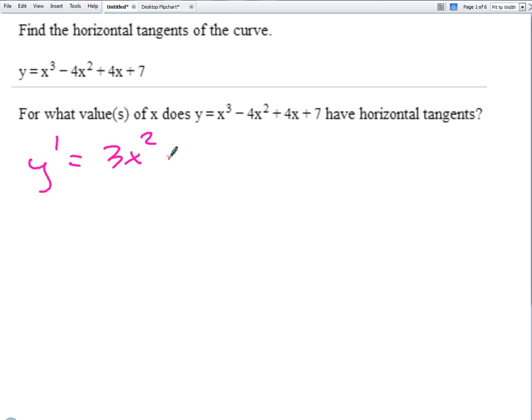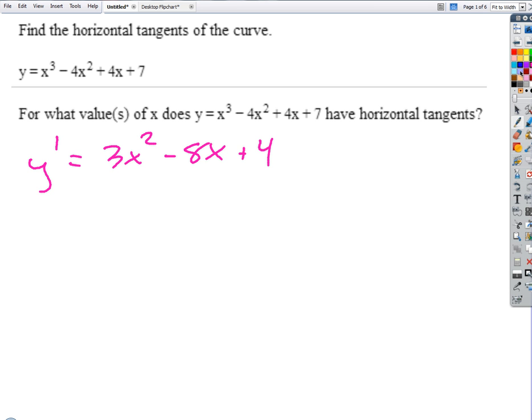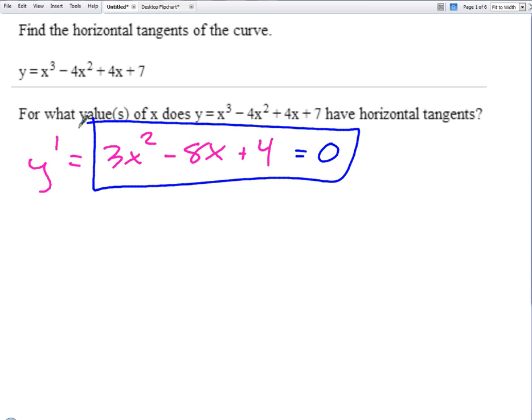Okay. And then the derivative of a constant? Zero. Okay. So there's our derivative. All we're going to do is set that equal to 0, and we end up with a quadratic equation. So when we solve that quadratic equation, what are the solutions going to be for us then?